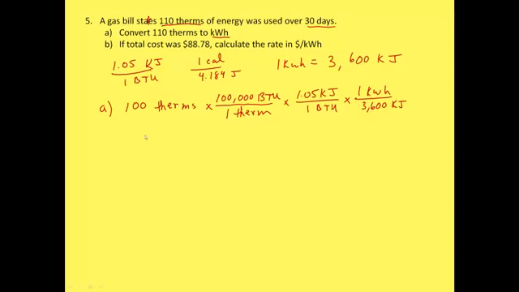So when we multiply it all together, put all the numbers together, 110 times 100,000 times 1.05 times 1, but let's just leave that out, divided by 3,600. And the units end up here, since therms cancel, BTUs cancel, kilojoules cancel. We're now left with kilowatt hours, which is what we want in the end. So just a matter of calculation. Now on a calculator that might be easy, but no calculators are allowed. So how do you deal with this?